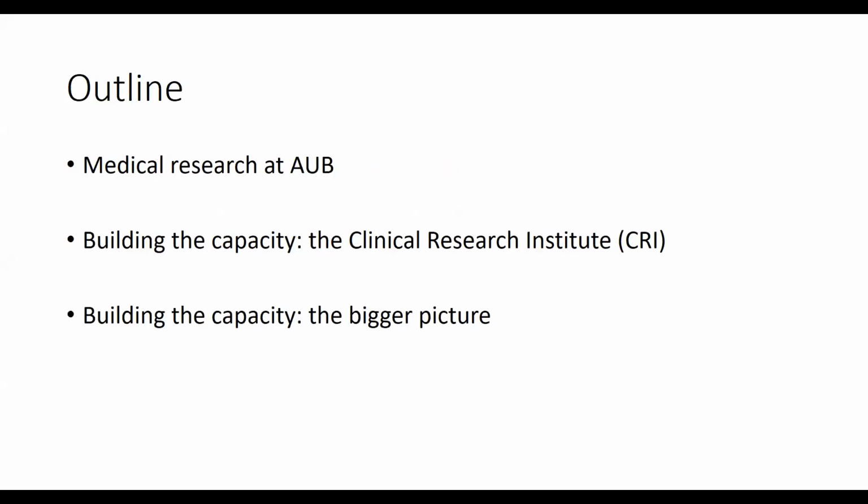So this is my outline. I'll start with a brief presentation about medical research at AUB. And then I'll talk about building capacity first in the context of the Clinical Research Institute, but then I'll try to expand a little bit to look at the bigger picture.